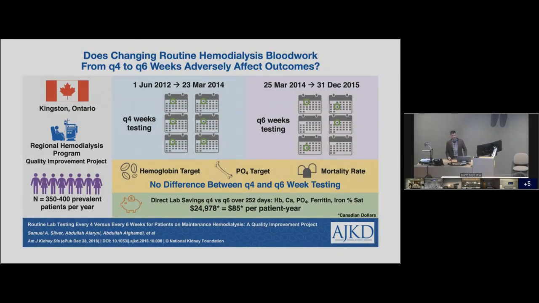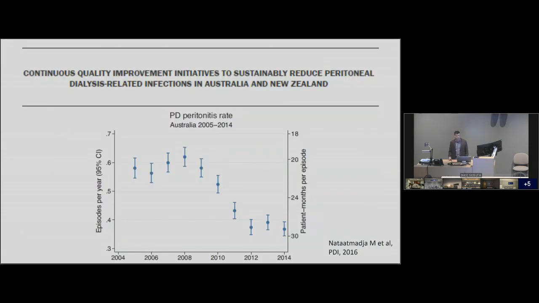So here's an example of a project targeting perhaps costs and targeting the clinician experience. And looking at the peritoneal dialysis or home dialysis population, this is a graph looking at rates of PD peritonitis in Australia and New Zealand.